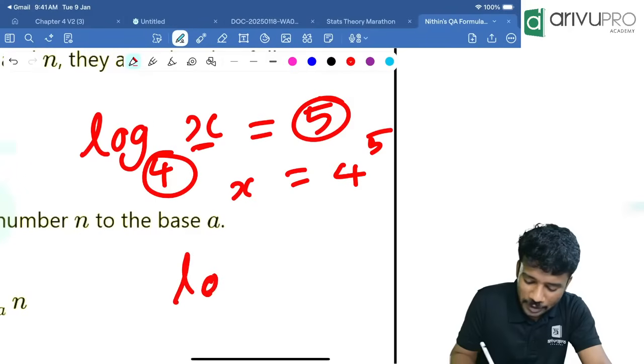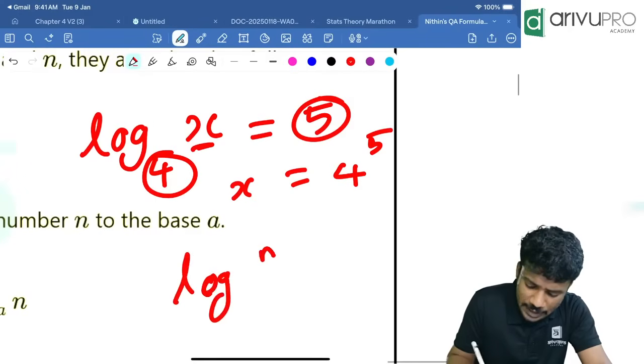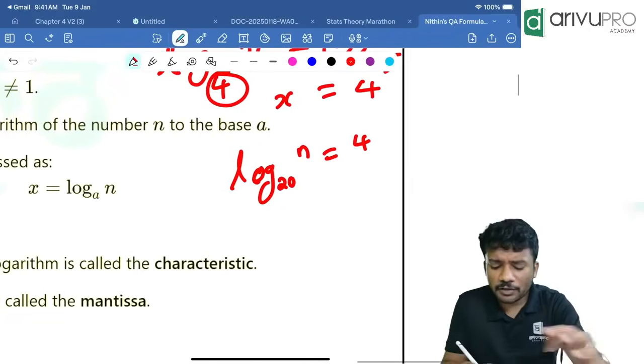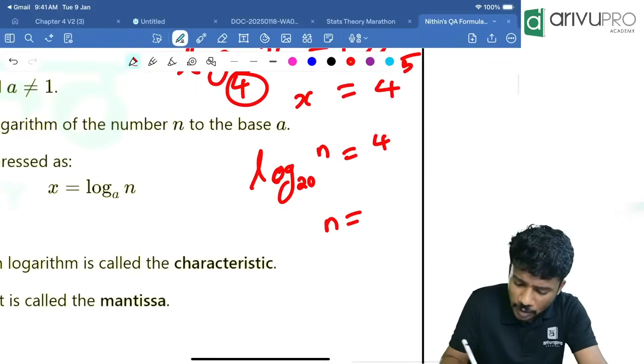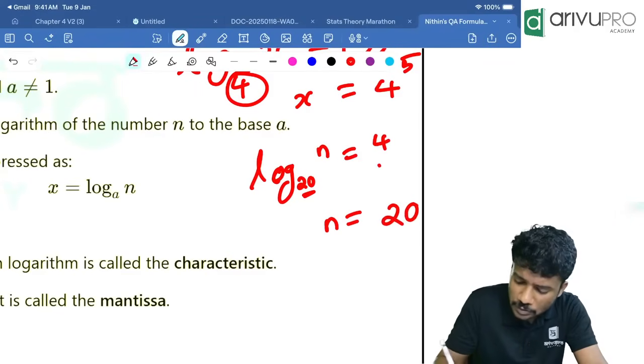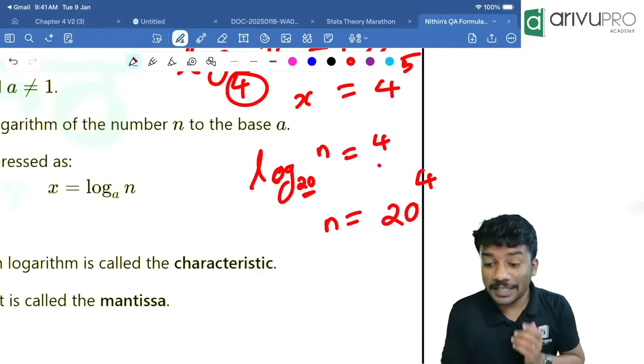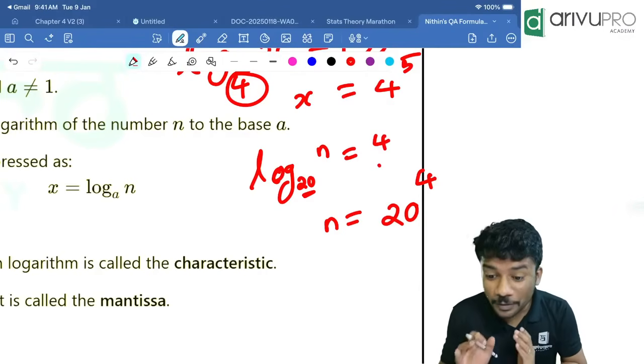Then you tell me, log of n to the base 20 is equal to 4. Find the value of n. N is nothing but this base raised to whatever value is on the other side, 20 raised to 4. There are multiple questions based on this.